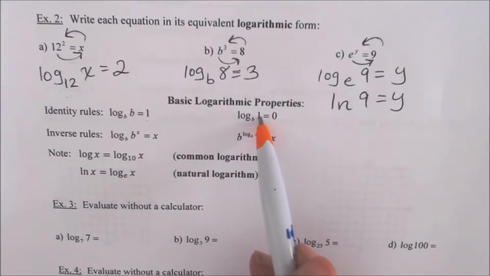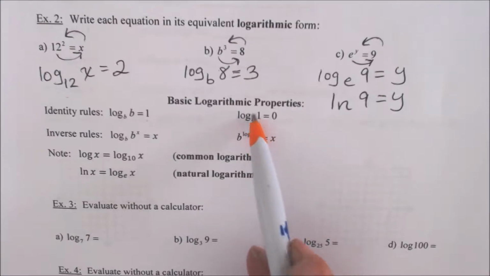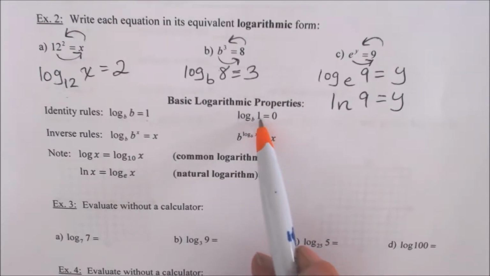log base b of 1 equals 0. So it doesn't matter what the base is. If you're taking the log of 1, it's always 0.